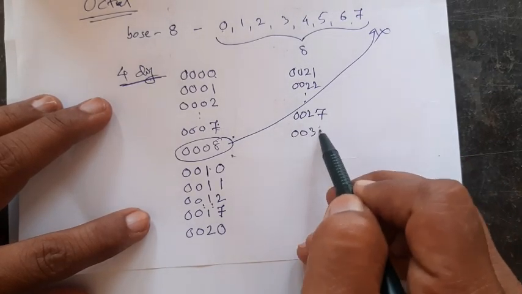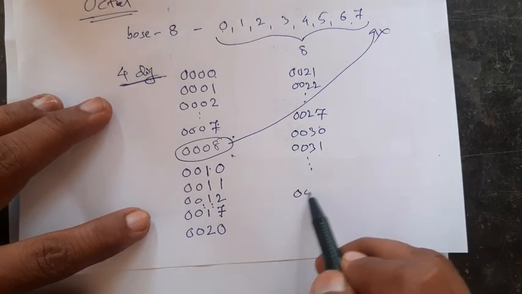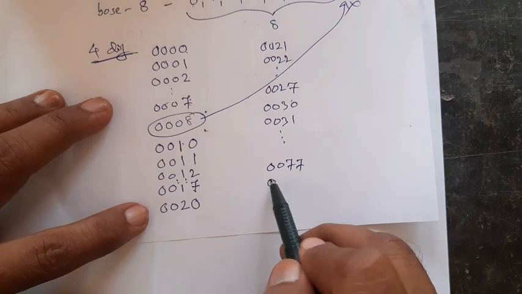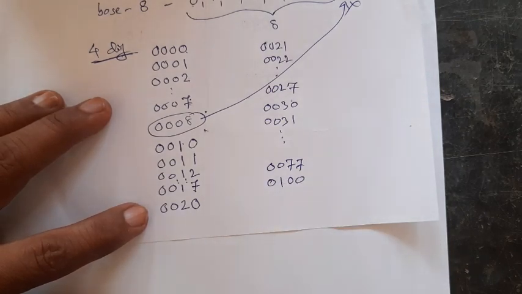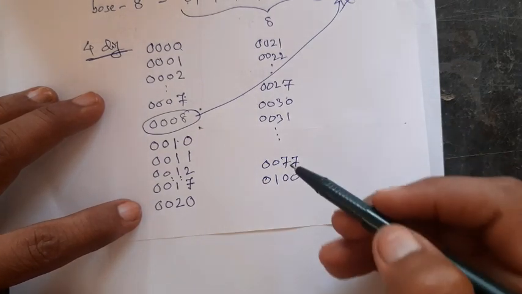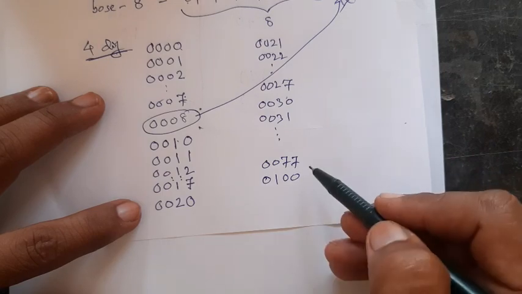Then the number will be 0030, 0031. We will have to continue up to 0077. And then we will have to think about it: it will be 0100. Now it will be a bit interesting if you show it to someone who is aware of the decimal number system. Then he may say that it is wrong.